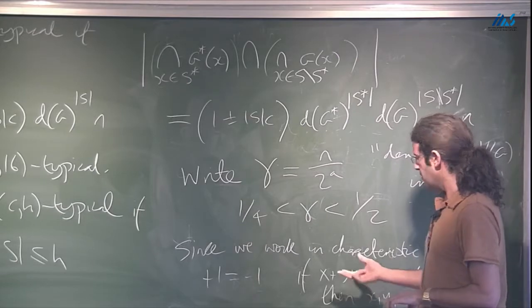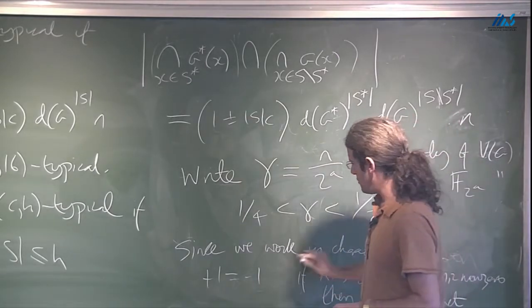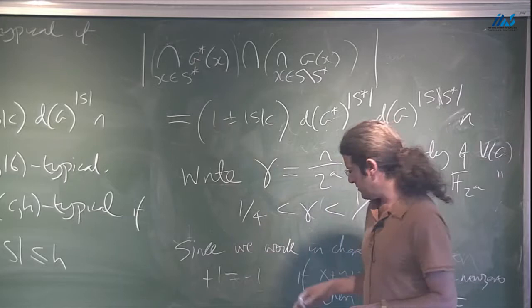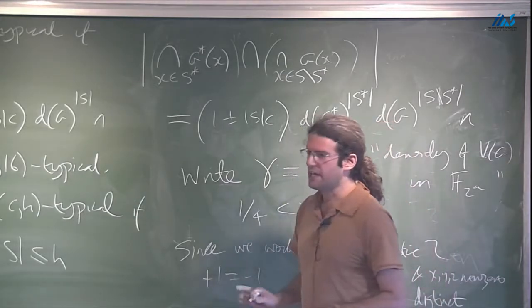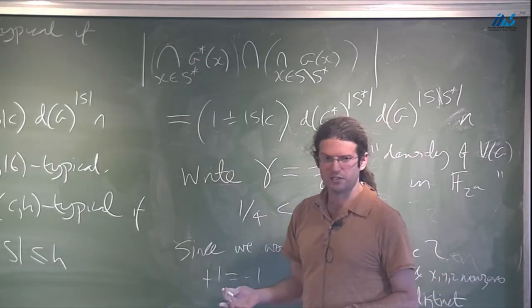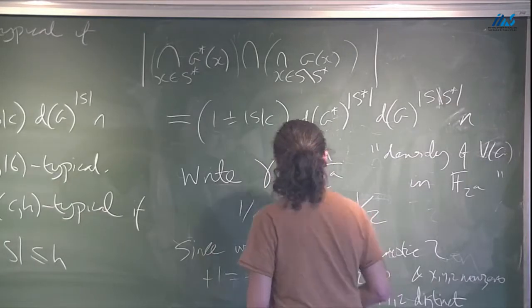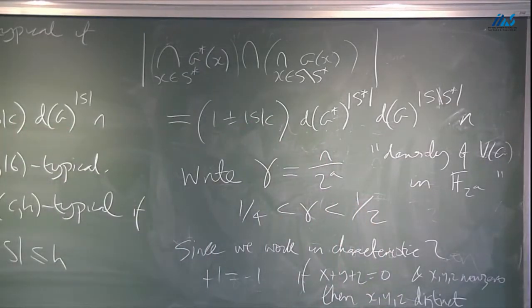And then another trivial observation is that if I take distinct x and y, then x plus y is not 0. Working in characteristic 2 just simplifies a lot of things. Okay, so all right, now I'll state the lemma.